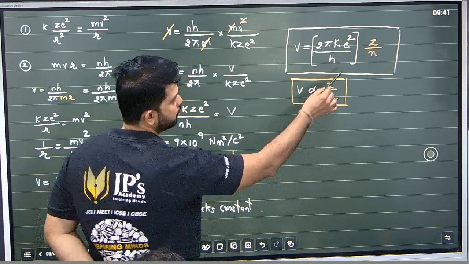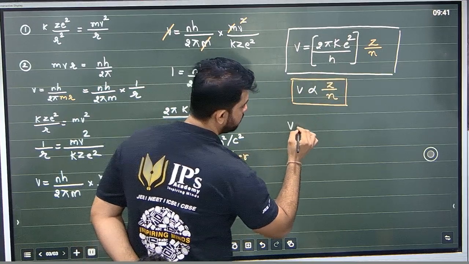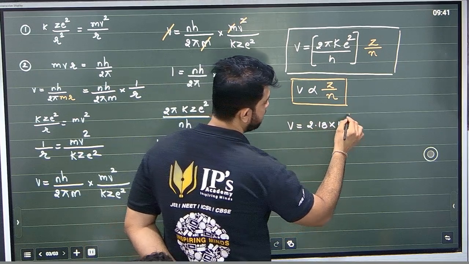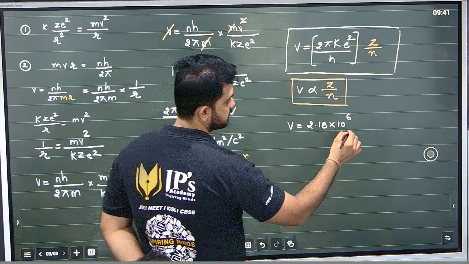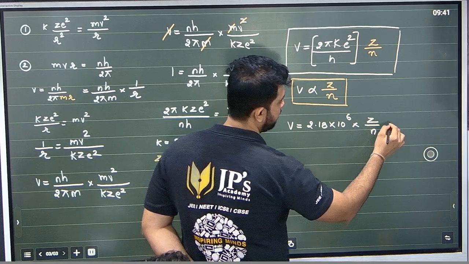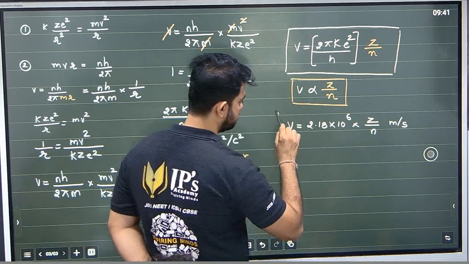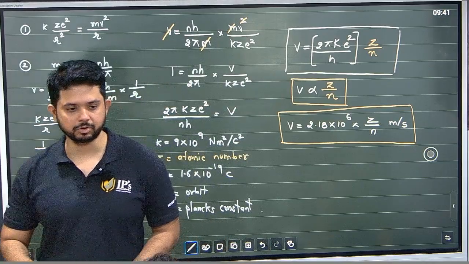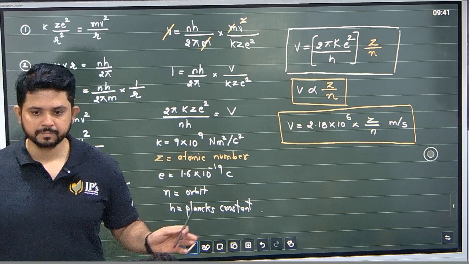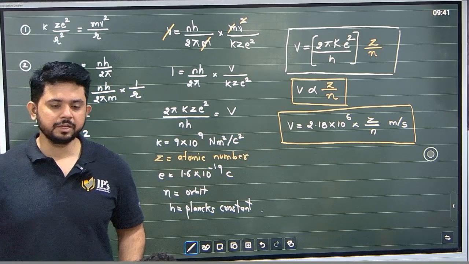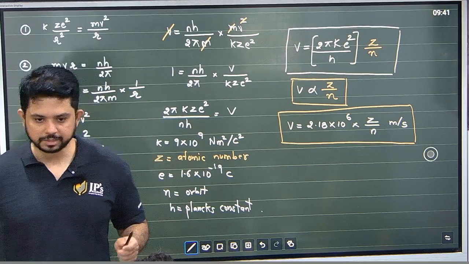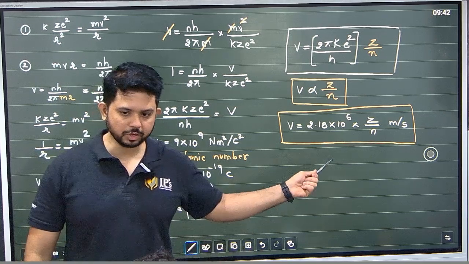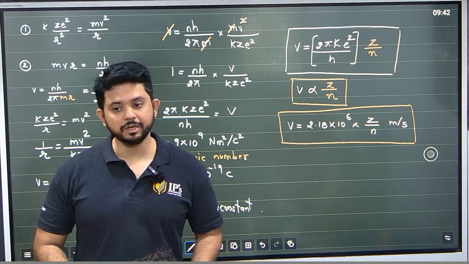When you substitute all the values of constants, you get v is equal to 2.18 into 10 raised to power 6 into Z upon n meters per second. That's the formula for velocity of an electron in Bohr's atom. Now you can use this to find the velocity of any electron. Now, another drawback of Rutherford: such mathematical proofs were not given by Rutherford. For example, I want to know what is the velocity of the first electron in hydrogen atom.